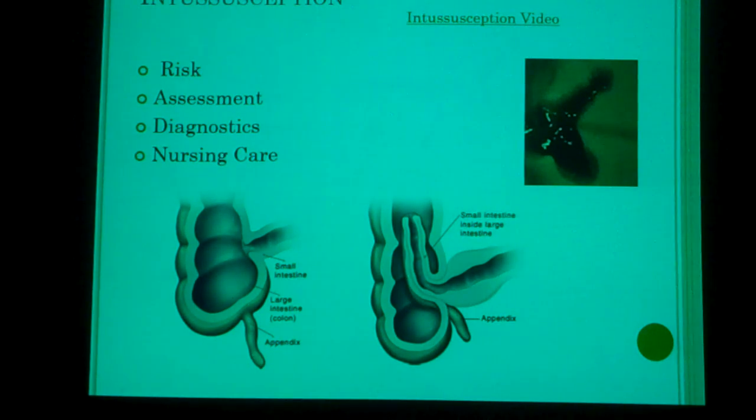This is an emergency. So emergency surgery is required, an NG tube, and an air enema performed by a radiologist. This is when the small intestine right here envelopes inside the large intestine. If that's not fixed, obviously part of that bowel will die.